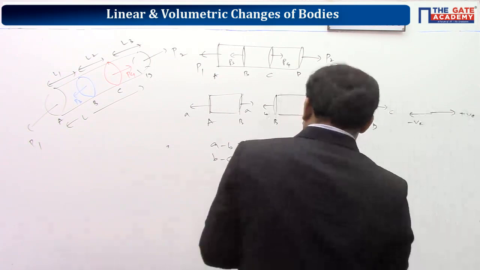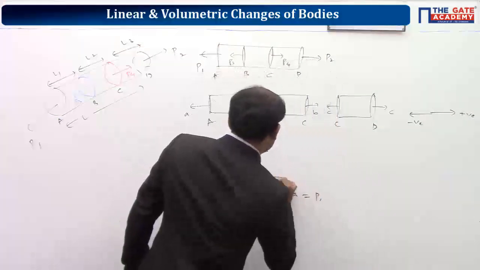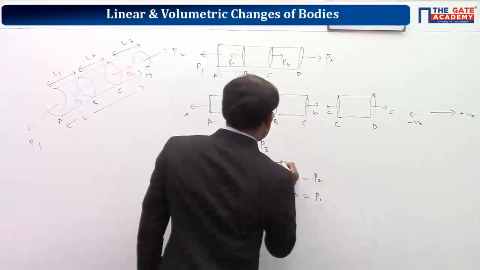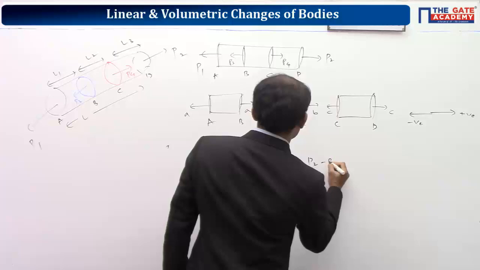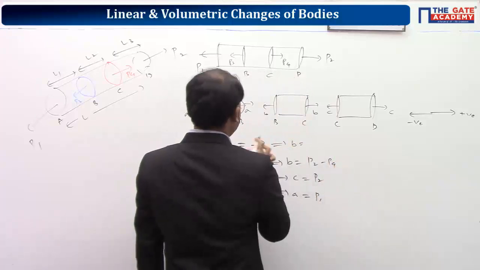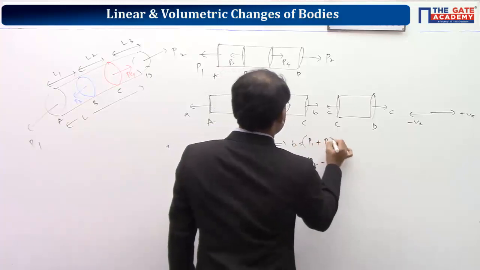Okay, so we got these equations. So from this we can say A is equal to P1, C is equal to P2, and this implies B is equal to P2 minus P4. And from this we'll get the value of B as A plus P3, so P1 plus P3 here.